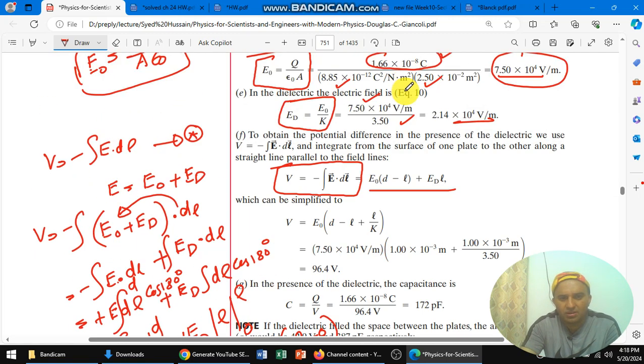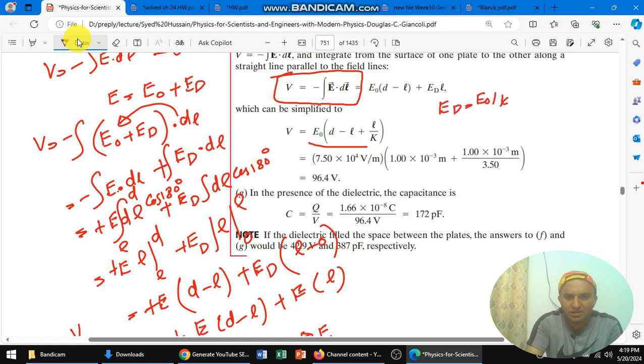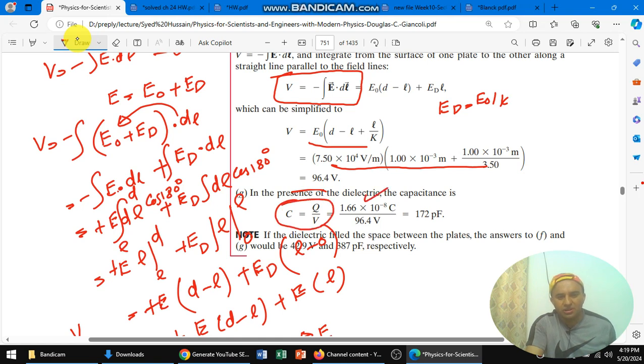Now we solve this: E into (d minus l) plus l over K. We know that E_D is equal to E naught over K, so we take E naught common, and we are left with E naught times (d minus l plus l over K). Now we put all the values and we get a voltage of 96.4. We use C is equal to Q over V in order to find the capacitance. This voltage is the same, but we put in the value of Q. Okay, thank you.